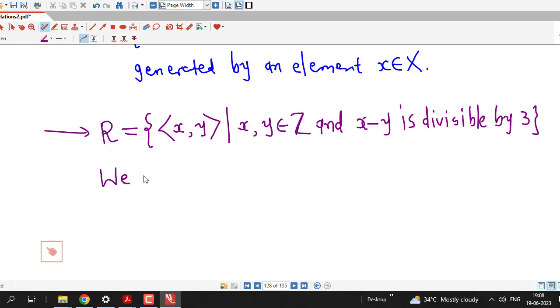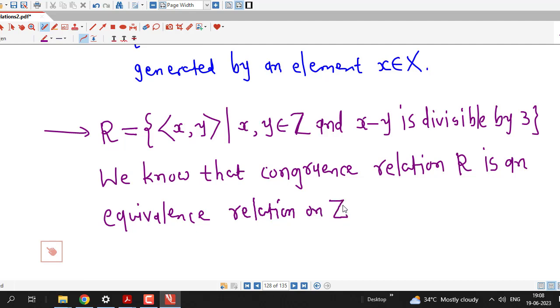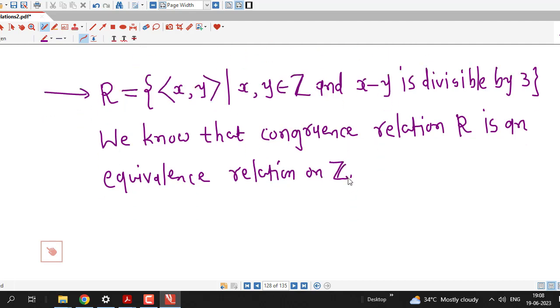We know that R is a congruence relation and it is an equivalence relation. We know that the congruence relation is an equivalence relation. The congruence relation R is an equivalence relation on this set of integers, which we have shown in earlier lectures.